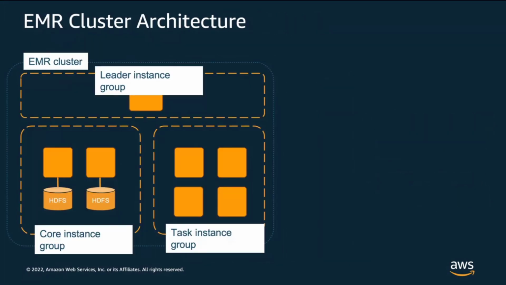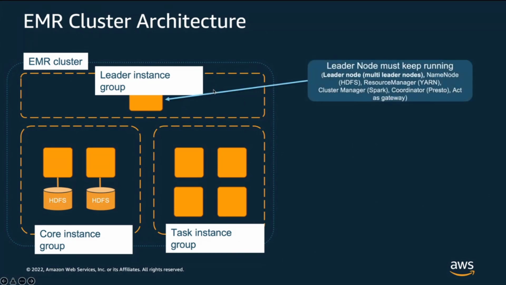Now let's focus on what the EMR cluster architecture is. An EMR cluster consists of basically three types of instances. One is the master node. The master node has the name nodes, HDFS, and resource manager. The whole coordination will happen there. All the cluster-related master things will be happening on the master node.